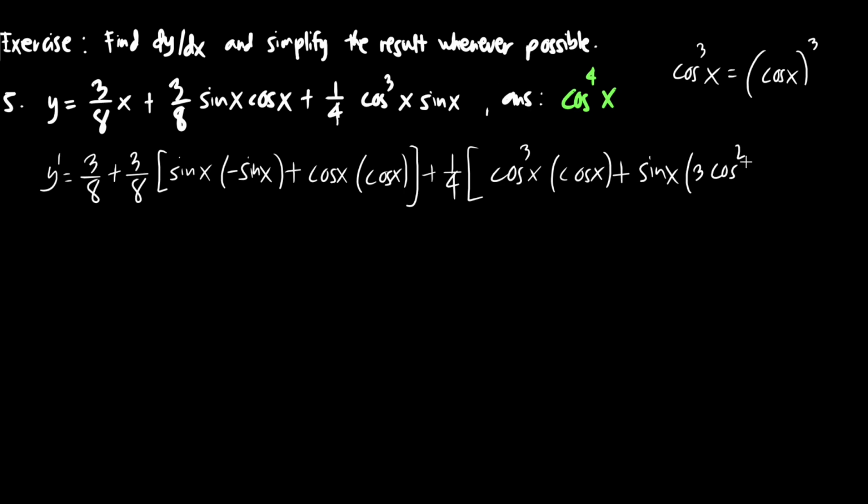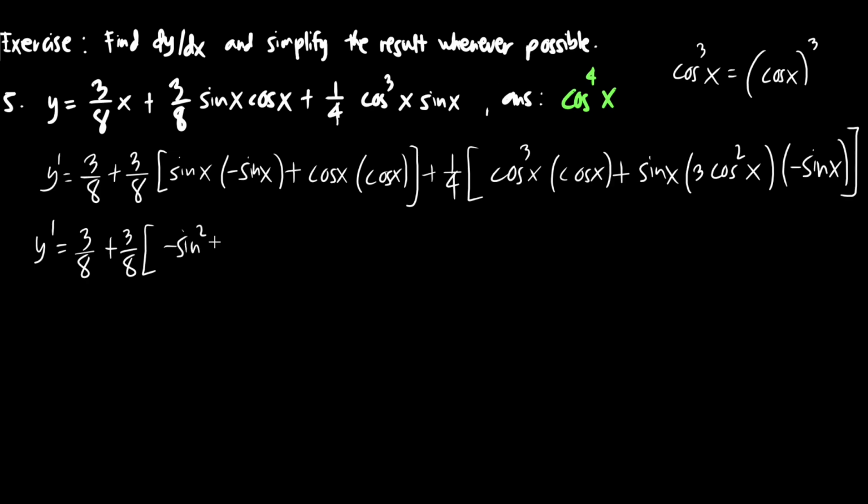So 3 minus 1 is equal to 2. So cosine squared x. The derivative inside is negative. The derivative inside of cosine x is negative sine x. Then close the bracket. So y prime is equal to 38 plus, just copy the constant. Simplify further inside the bracket: negative sine squared x plus cosine squared x.